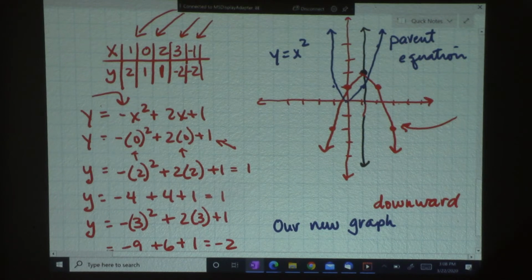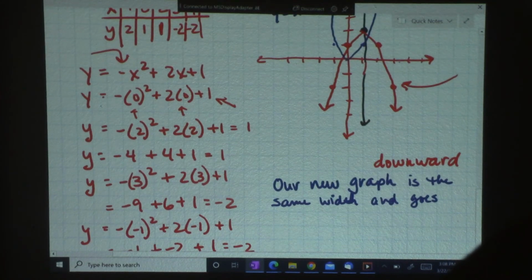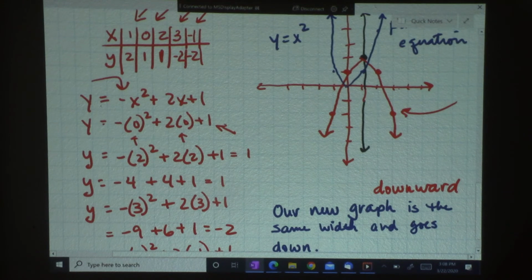No, it's actually about the same. Is the same width. And goes down. So our parent equation goes up. And our equation goes downward. So that would be our answer there.